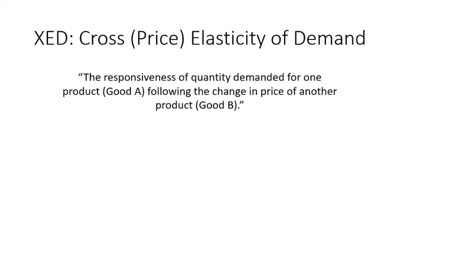And what this is, because it's an elasticity formula, it's a measure of responsiveness. And so that's what we need to figure out first: what are we trying to measure the responsiveness of? Between which variables? The answer is that we're looking at the responsiveness of quantity demanded for one product, which we'll refer to as good A moving forward, following the change in the price of another product, which is good B.